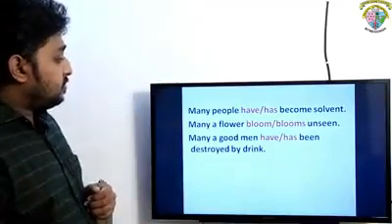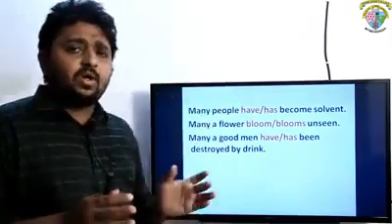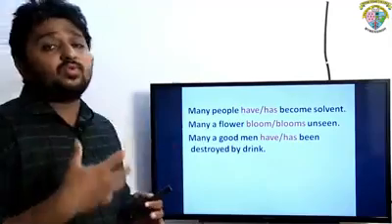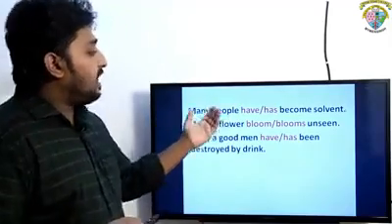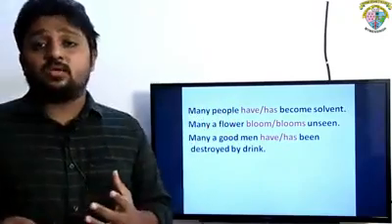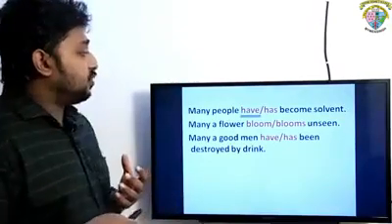So here are three examples. They're very easy. We all know that many is always placed before a plural countable noun. So look at this line. Many people have or has become solvent. As many people act as a plural noun, it will definitely take a plural verb. So the correct answer should be have.